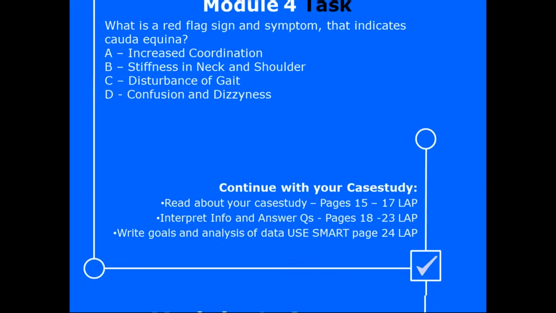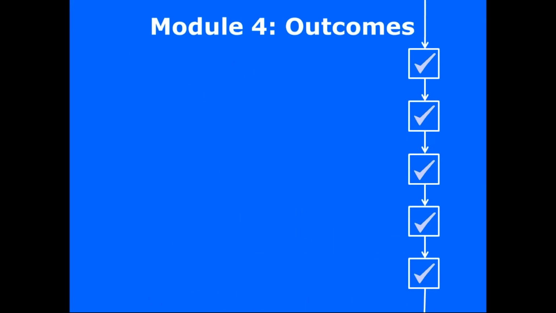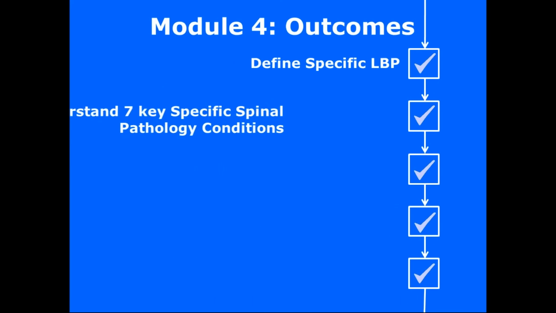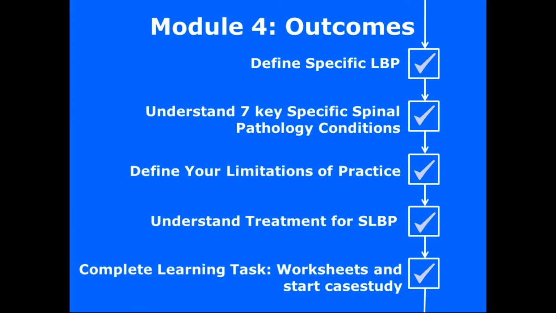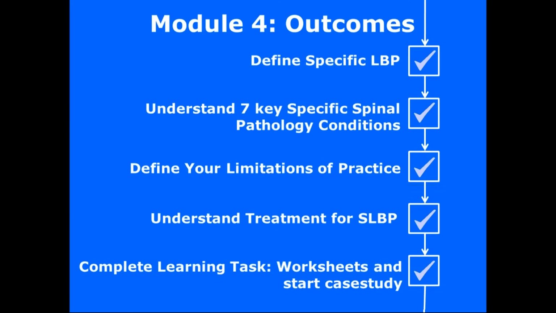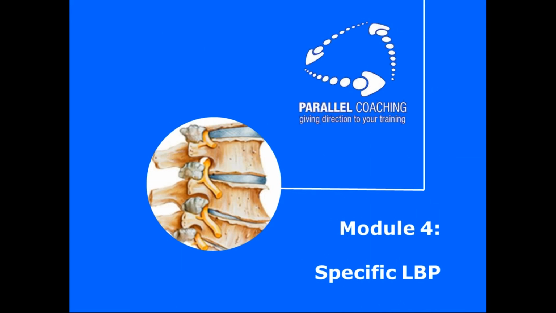Let's just recap where we've been today. Today we've defined specific low back pain, we've looked at 7 specific conditions, we've defined what we can do within the limit of our practice, we've looked at the treatment level for specific low back pain, and at the very end you're now going to go away and finish up those 2 worksheets if you've not finished them already, and start work on that case study, working through those following pages up to page 24. So that brings us to the end of Module 4.